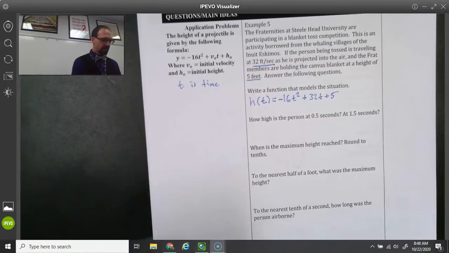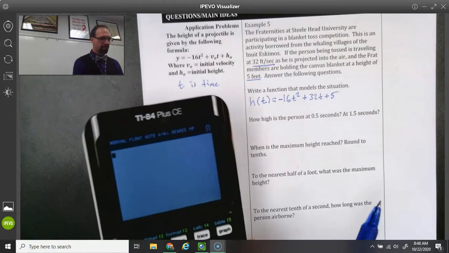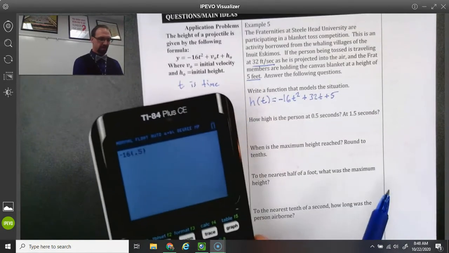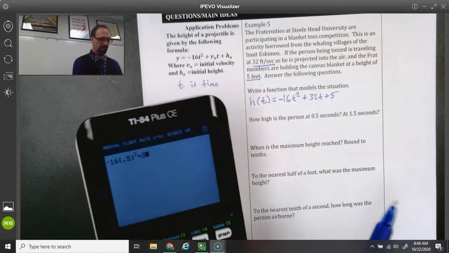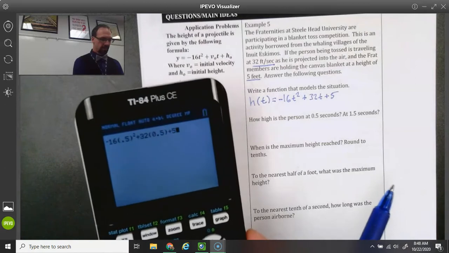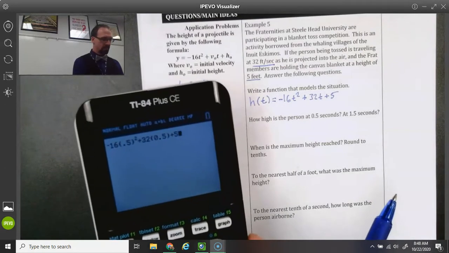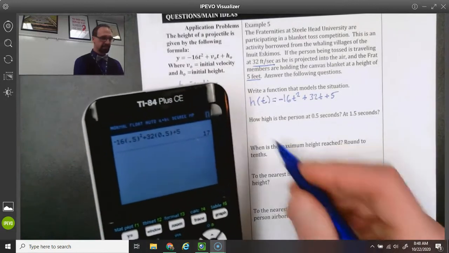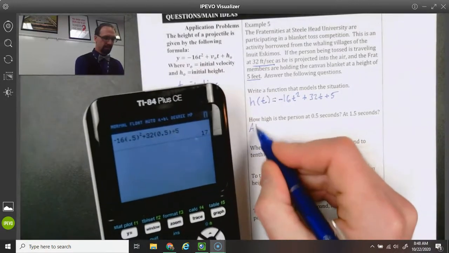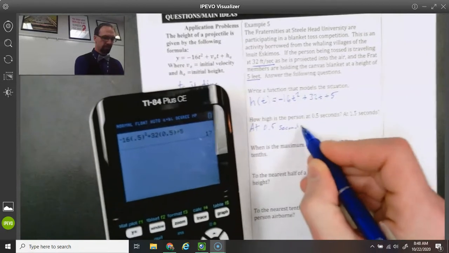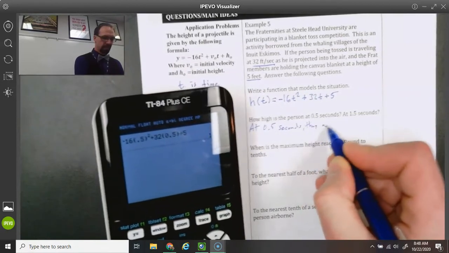A lot of students will plug this into the calculator. When you do so, please make sure that you put parentheses around it whenever you plug that in. So -16 times 0.5 squared plus 32 times 0.5 plus 5. This gives me 17. So they're 17 feet at 0.5 seconds.